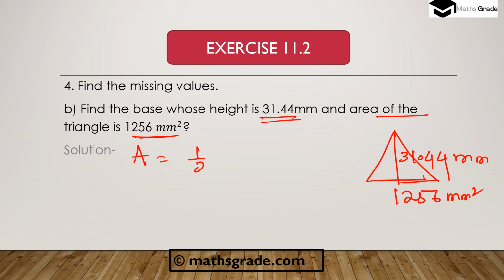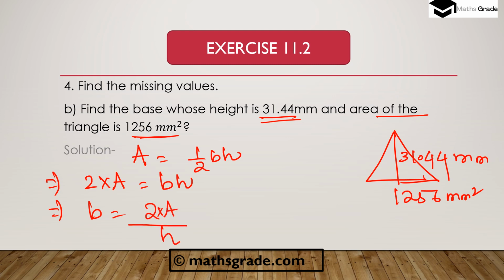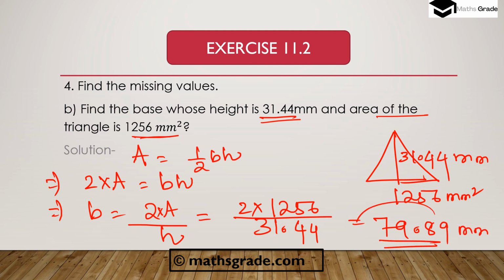Area of the triangle is half multiplied with base multiplied with height. Now 2 multiplied with area will be base multiplied with height. Now base will be 2 multiplied with area divided by height; when this height is transposed to the left hand side, this multiplication symbol changes to division. So 2 multiplied with area is 1256 millimeter square divided by height 31.44. Now this will be 79.89 millimeter. So base of the triangle is 79.89 millimeter.